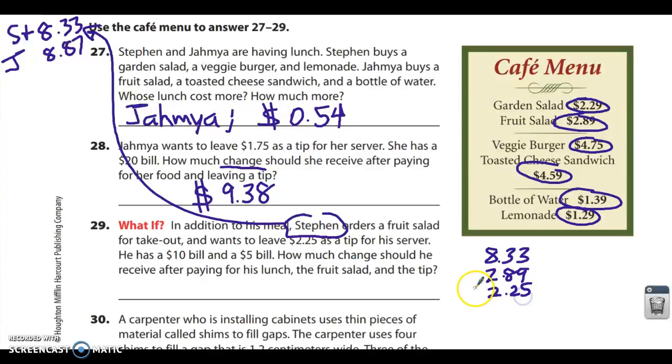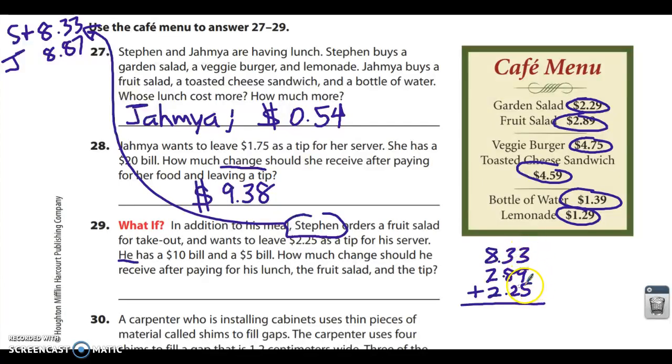So if you're wondering where all these numbers come from, this was his lunch. This is his takeout fruit salad, and this is the tip right here. We're going to add all that up, and then there's more reading. It says he has a $10 bill and a $5 bill. How much change should he receive after paying for his lunch, the fruit salad, and the tip? So we're going to add all this up, and then we're going to subtract from 15 because he has $15, a 10 and a 5. So let's add all this up.